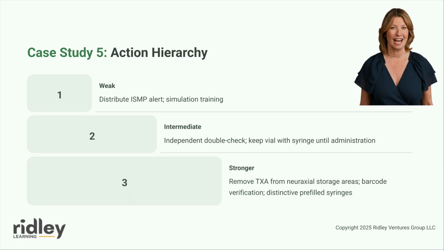that TXA is now available only as pre-mixed IV bags from pharmacy, implementing point-of-care barcode verification for all operating room medications including neuraxial agents, procuring bupivacaine and other spinal agents in distinctive pre-filled syringes from the manufacturer, and applying bright orange "IV USE ONLY" labels to all TXA containers.